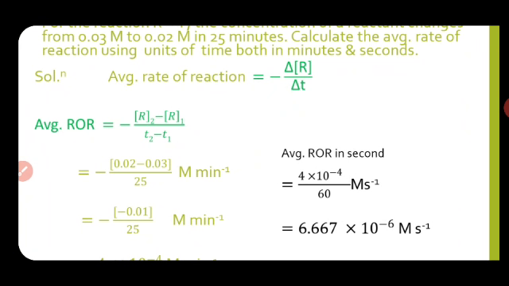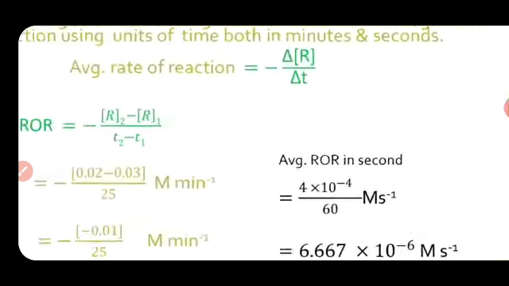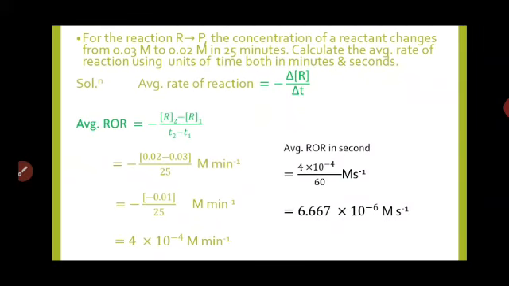Now why minus sign? Already I told you, because during the reaction the concentration of reactant always gets reduced. So minus sign. Delta stands for any small change for the given time interval. Square bracket R is molar concentration of the reactant. And delta T is nothing but what? Change in time, or whatever interval of time is given, right?